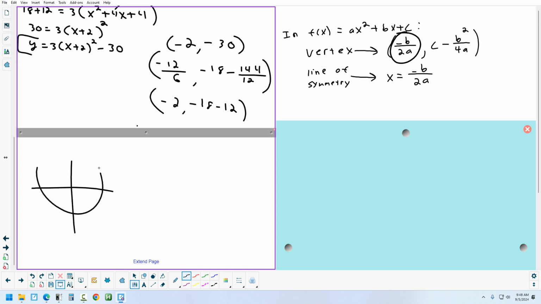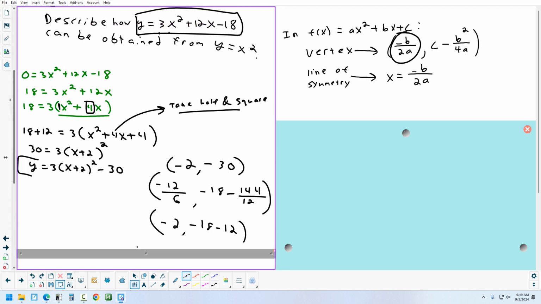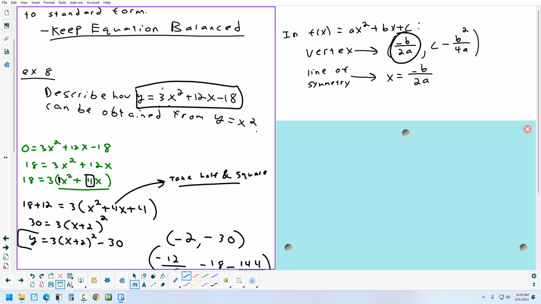What else could it do? Yeah, it could cross once if the vertex is right on it. It could basically just come down, touch it, go back up. It could cross once. Yeah? It could never cross. Whether it crosses once, twice, or not at all, you can figure out just by looking at the numbers A, B, and C. You don't have to complete the square to do this.